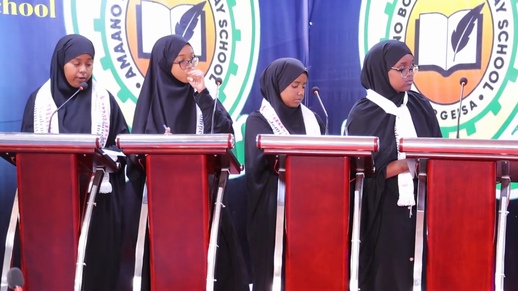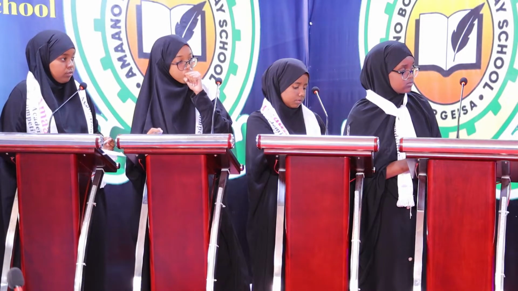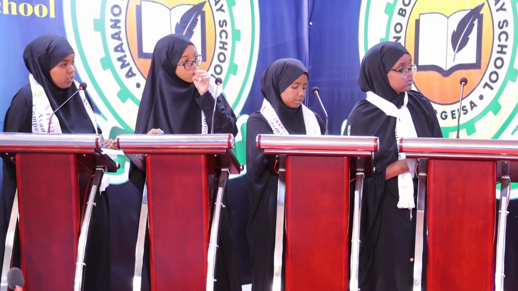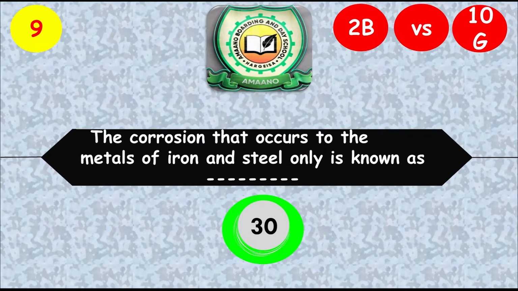1B. Number 9. The corrosion that occurs to the metals of iron and steel only is known as? Rusting. That's correct.